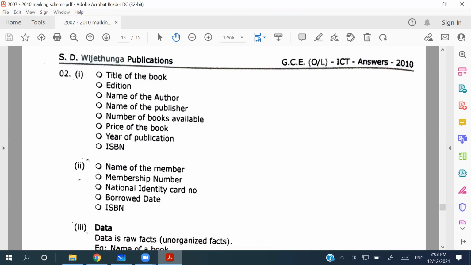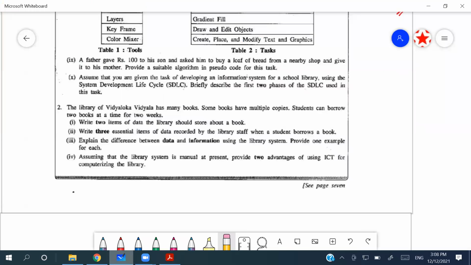Okay, so the next question, what they're asking is write 3 essential items of data recorded by the library staff when students borrow a book, right? Then they have to write down the things, as they mentioned here. So they are writing it down, or recording it. So what are the things?